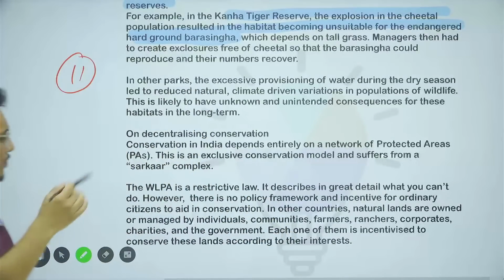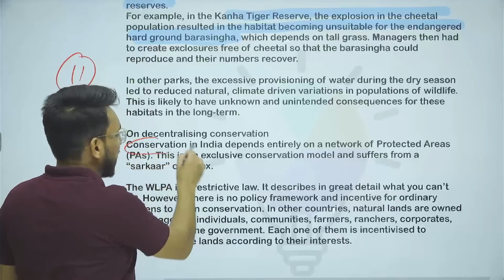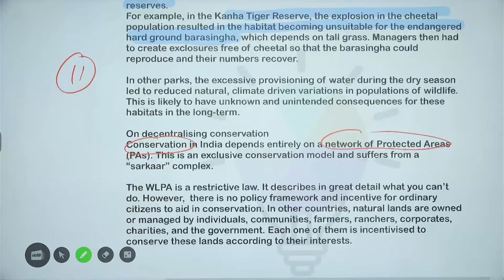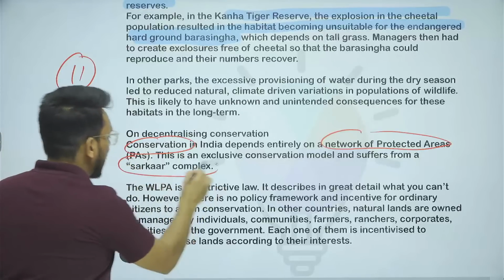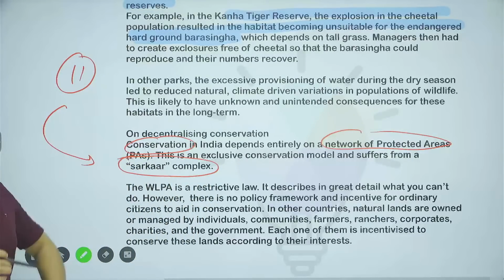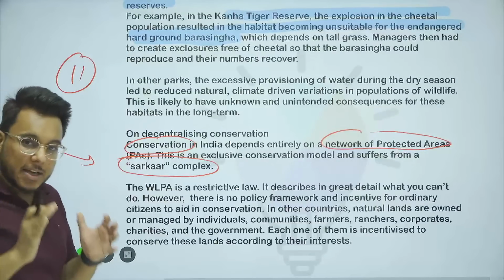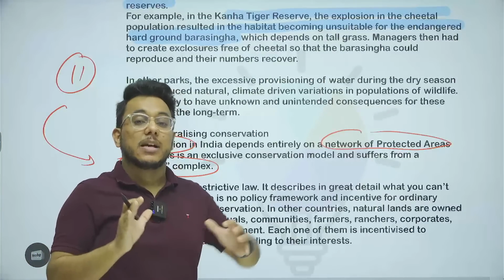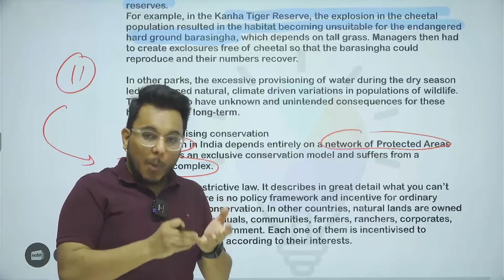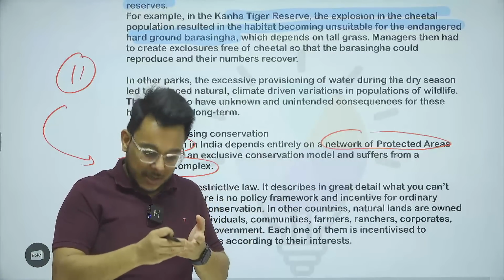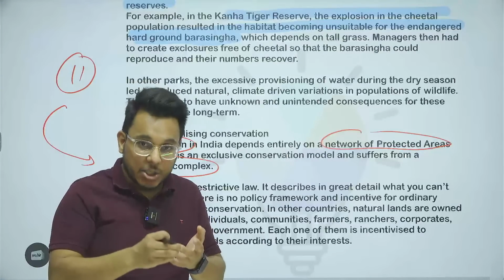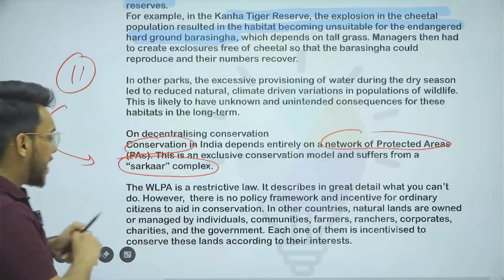So basically, when we talk about conservation in India, it depends entirely on the network of protected areas. And when we talk about the protected areas, they have the Sarkar complex. Sarkar complex means that they are centralized. There are the protected areas, for example, national parks, and there are the wildlife sanctuaries. Now the government will be playing the dominant role there. Communities, citizens, corporate citizens, charities, NGOs, they are not given an equal say here.